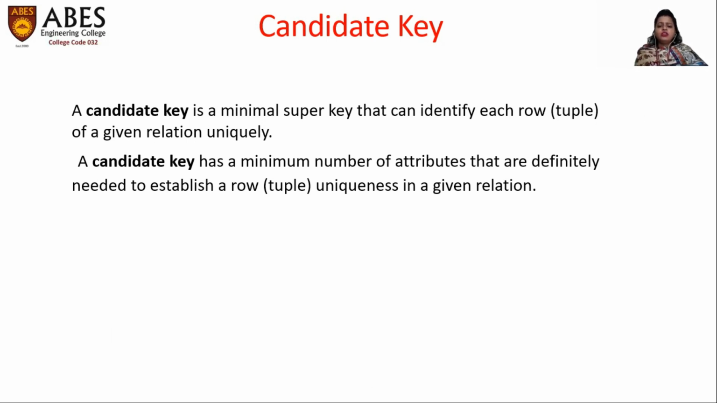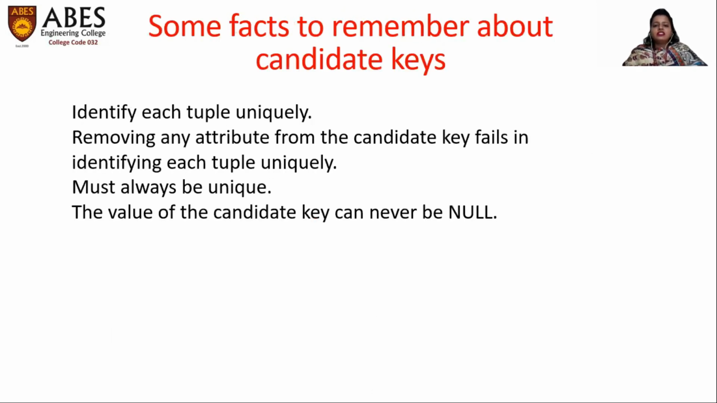Now, let us first look at some of the features. What are the features of a candidate key? It identifies each tuple uniquely. We have discussed that removing any attribute from the candidate key fails in identifying each tuple uniquely. A very important point to note is that if you remove any attribute, in that case, it will no longer remain the candidate key.